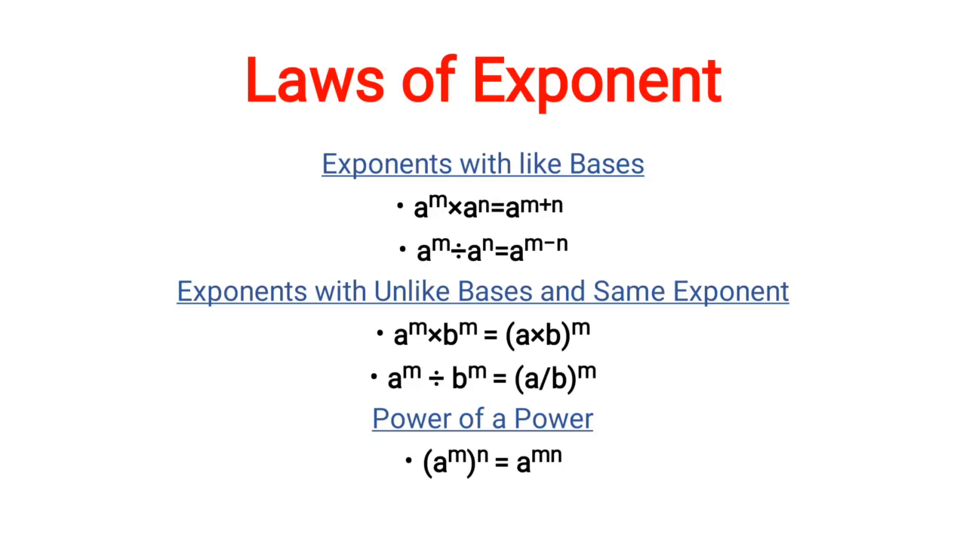Now the third group involves the power of power. Here it says if a is a rational number and m and n are natural numbers, then a raised to m, the whole raised to n, gives us a raised to m n.